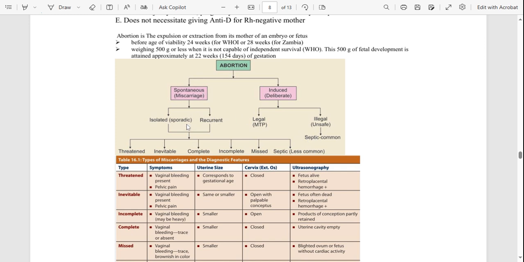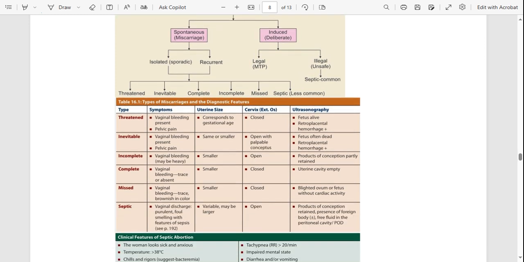For the spontaneous, it can either be isolated or recurrent. The recurrent one is where it's repeating at least more than 3 times. Now, the spontaneous abortion can either be threatened, inevitable, complete, incomplete, missed, or septic.